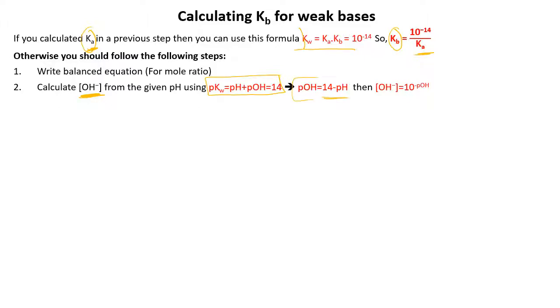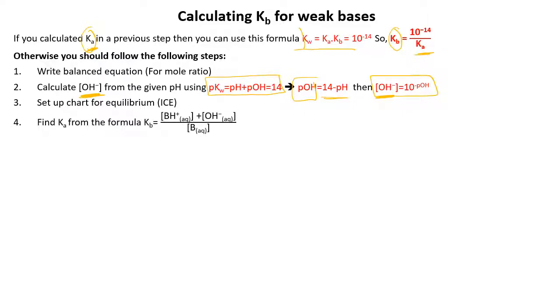Then after calculating the pOH, we can calculate the concentration of OH negative using this formula. The concentration of OH negative is equal to 10 to the power negative pOH. Third step is to set up the chart for equilibrium, which is the ICE, the initial, change, equilibrium. Find the Kb from the formula Kb equal to the concentration of the products over the reactant.